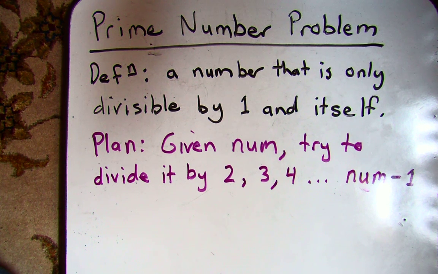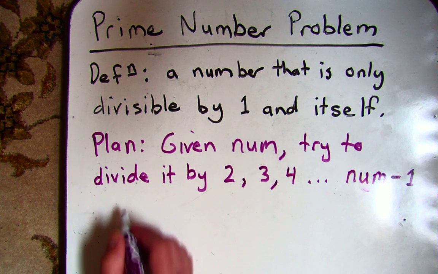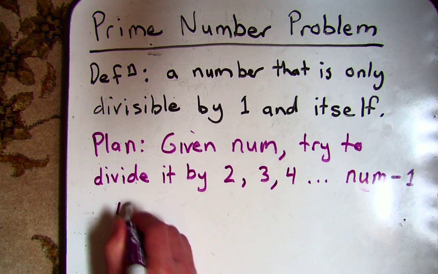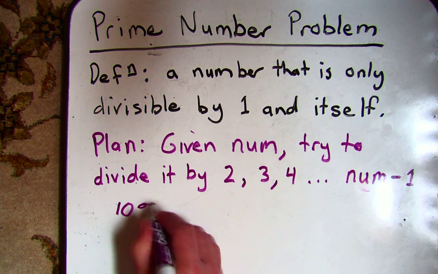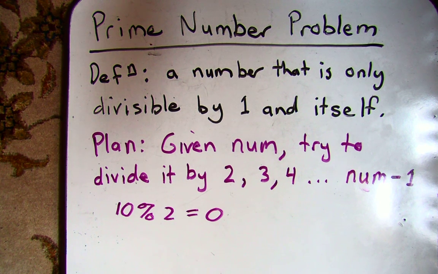So one plan could be to get a number and try to divide it by 2 and then 3 and then 4 all the way up to the number itself, not quite, like -1. So if we take that idea, we could check if there's a remainder. So first of all, how do you check if there's a remainder? You could use the modulus operator. Let's say the number is, I don't know, 10. Then we could do 10 mod 2, and that gives us 0. So we could conclude that that number is definitely not a prime number.